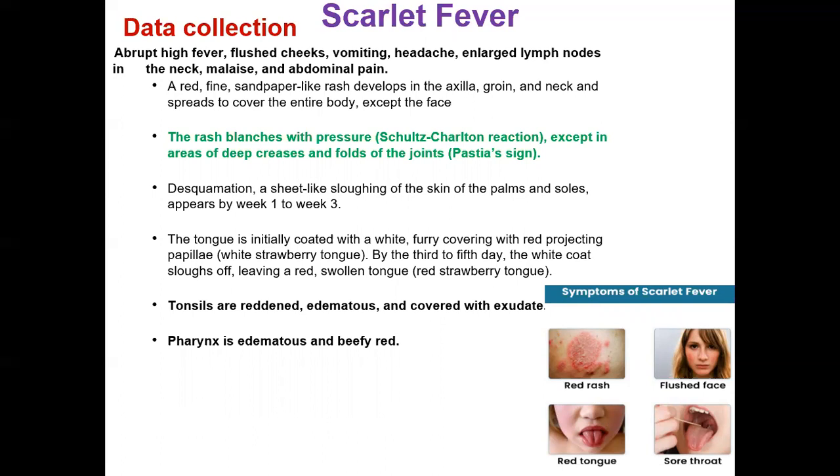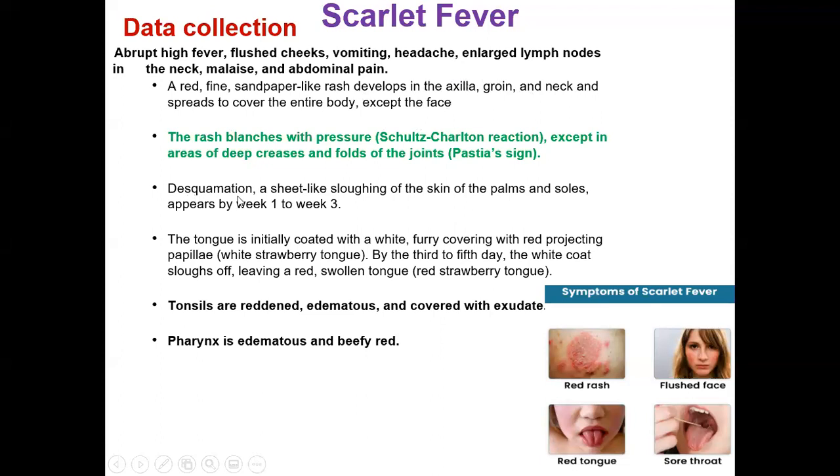So what are the signs and symptoms or key symptoms? Sudden high fever, flushed cheeks, vomiting, headache, enlarged lymph nodes in the neck, malaise, and abdominal pain. A red, fine, sandpaper-like rash over the axilla, groin, and neck, spreading to cover the entire body except the face.